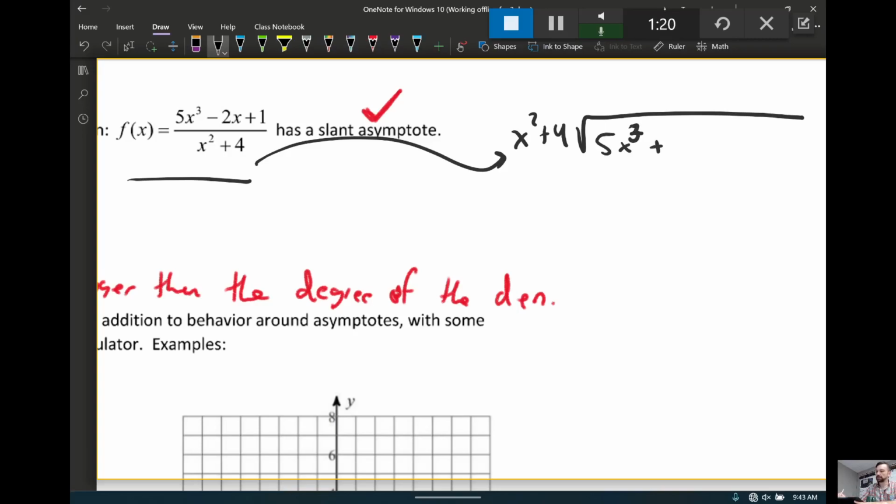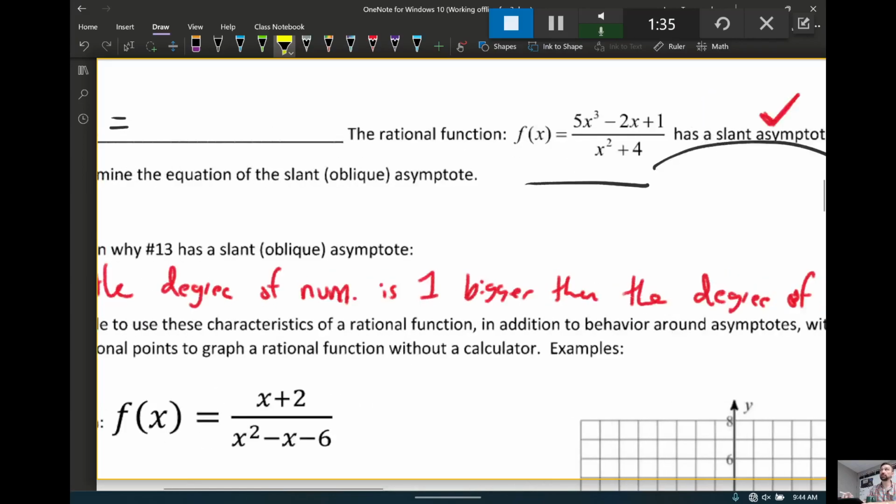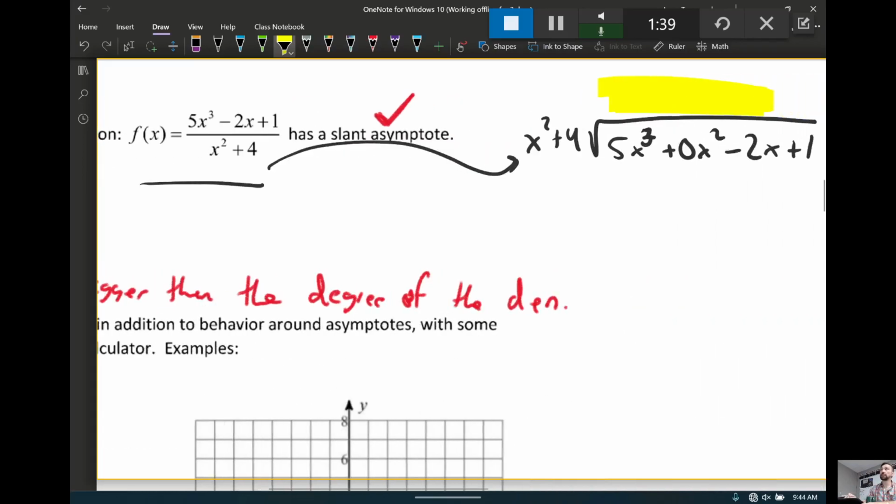Now this doesn't have any x squareds, so I'm going to say 0 x squareds, but that is optional. You don't have to put that there. We need to do long division, and our slant asymptote is going to be y equals whatever the quotient is. If there's a remainder, we get to ignore it. It's just y equals whatever the quotient is.